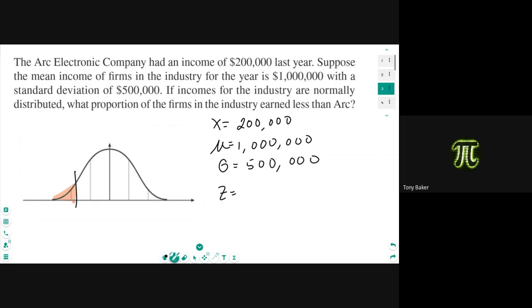So we need to find our Z. So 200,000 minus 1 million divided by 500,000. So negative 1.6. And your Z-score is always to 2 decimal places. If there's no decimal places, put a 0 there.